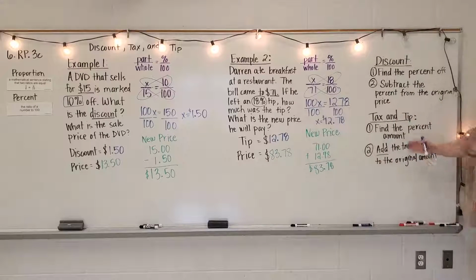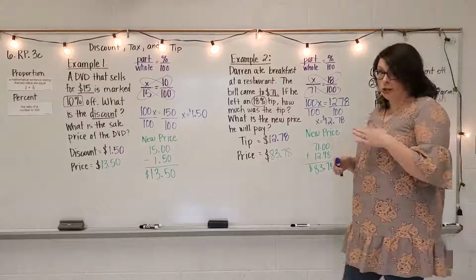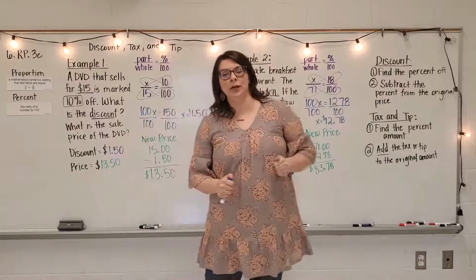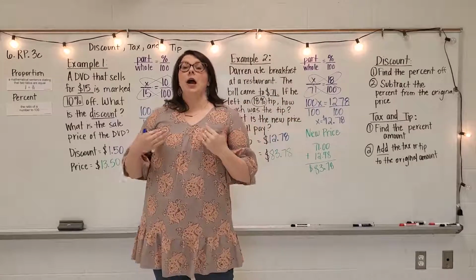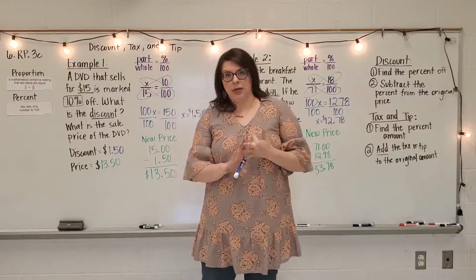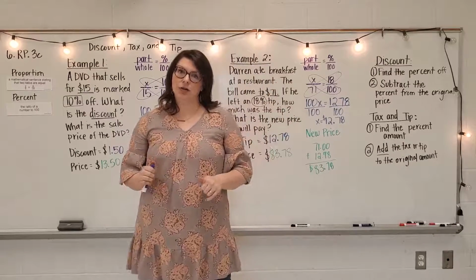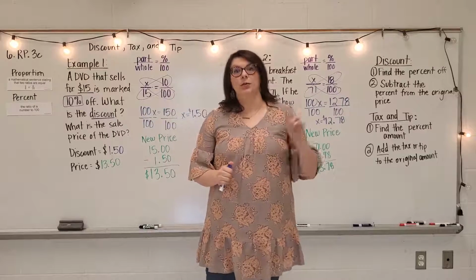So in all of these problems, discount, tax, and tip, you are going to use what you know about percent. Part to whole is equal to percent over 100 to calculate what the discount, tax, or tip would be. And then for discount, you're going to subtract that amount from the original price. And for tax and tip, you will add it.